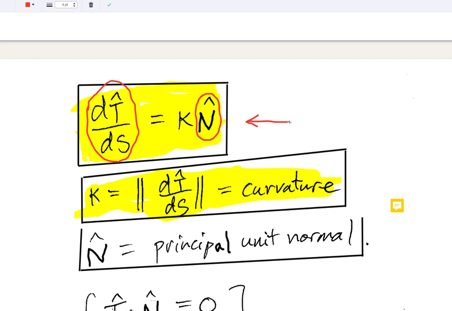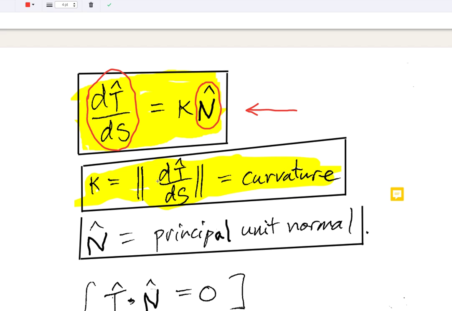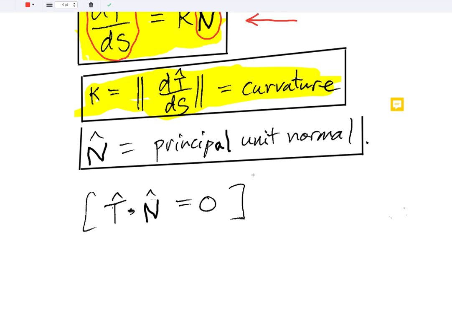Now let's discuss the principal unit normal a little bit, and this whole idea of curvature. Think of this as the instantaneous rate of change of T hat, the unit tangent vector, with respect to arc length. If I've got some smooth curve here, and a unit tangent here and a unit tangent at a point close by, these are both unit tangents, both T hats.